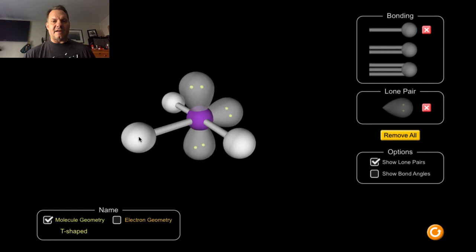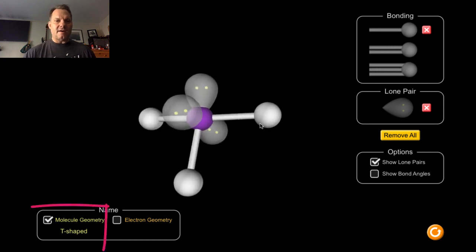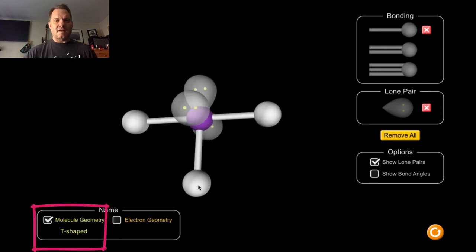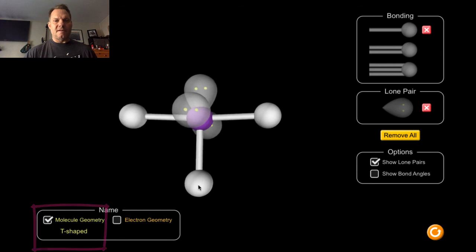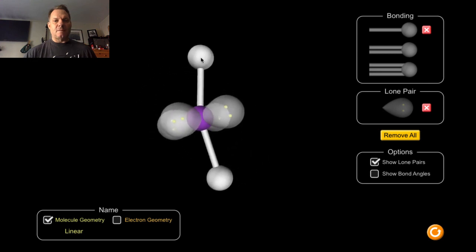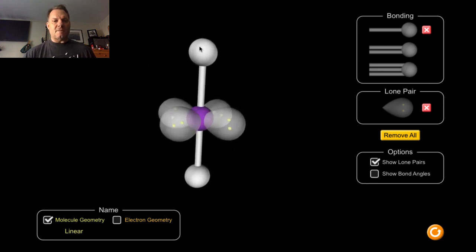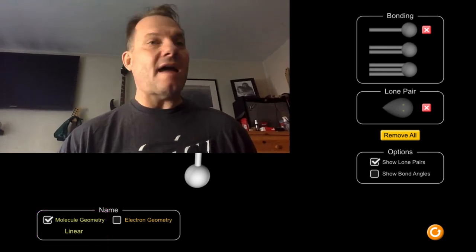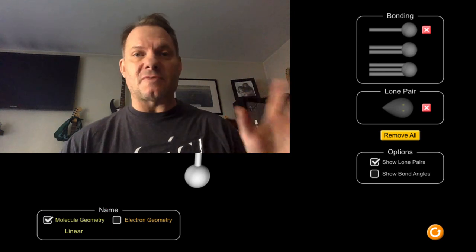Substitute another pair in, and we're back to our T-shape. I pity the fool. T-shape. 3 unshared pairs, 3 bonding pairs. And our last shape, with 4 unshared pairs and 2 bonding pairs, is back to linear. Of course, we're at 180 degrees there. And that concludes all the possible shapes we can have.